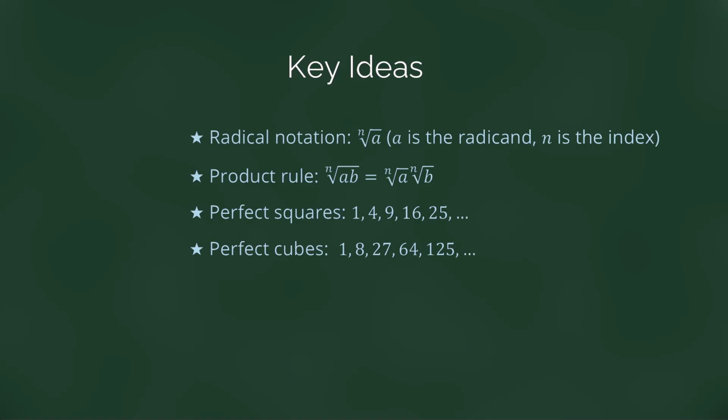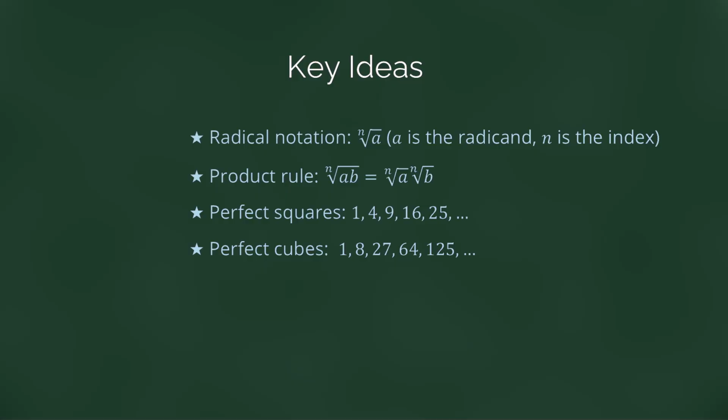First of all, radical notation is things that are written in the form the nth root of a. So in that expression, a is the radicand and n is the index. What we're looking for here is a number that when we multiply it by itself n times, we get back to a.